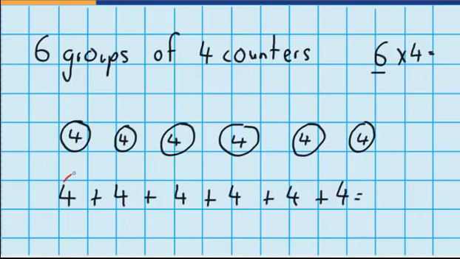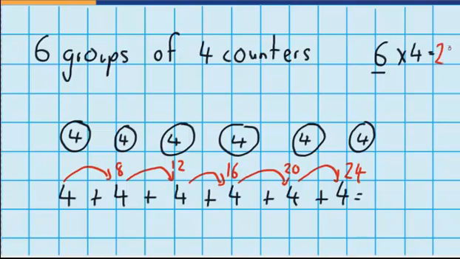So 4 plus 4 is 8, plus another 4 is 12, plus another 4 is 16, plus another 4 is 20, plus one more 4 is 24. So 6 groups of 4 is 24, or 6 times 4 is 24.